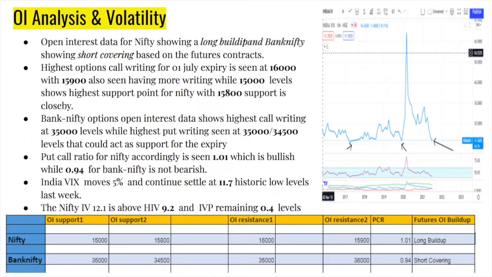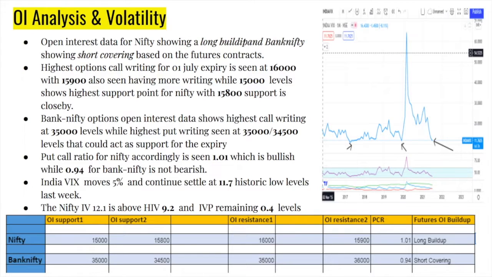Historically, only 2 or 3 times in the entire history of the Indian market has the VIX gone to that kind of level, right? Also, the IV of Nifty is 12.1, while historical volatility is about 9.2. But the IV percentile, if you see, is 0.4. It's very, very low.